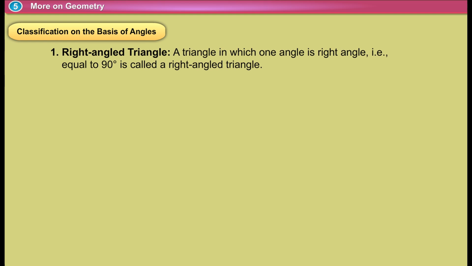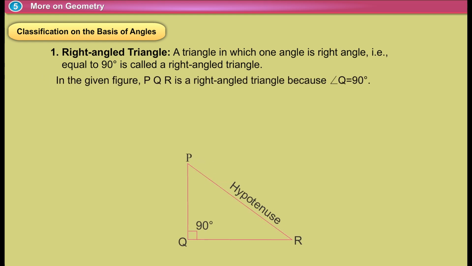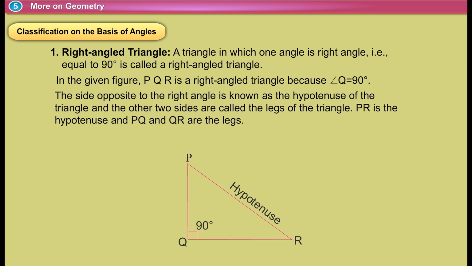Classification on the basis of angles. 1. Right angle triangle. A triangle in which one angle is a right angle, i.e. equal to 90 degrees, is called a right angle triangle. In the given figure, PQR is a right angle triangle because angle Q is equal to 90 degrees.